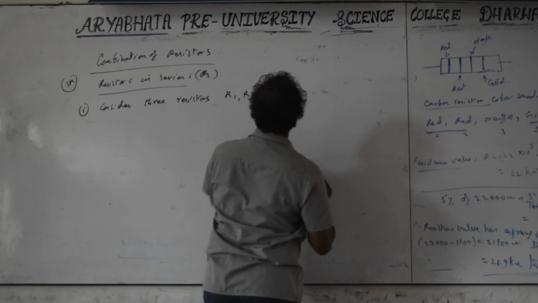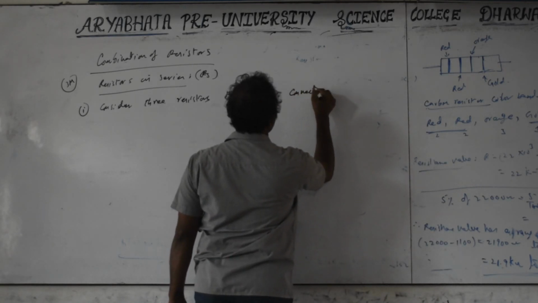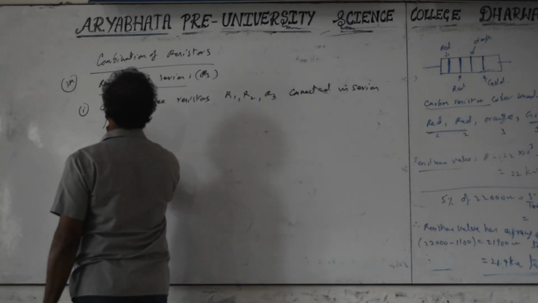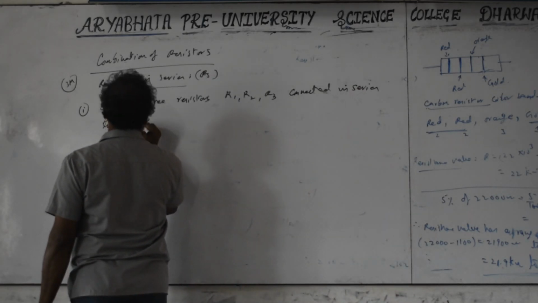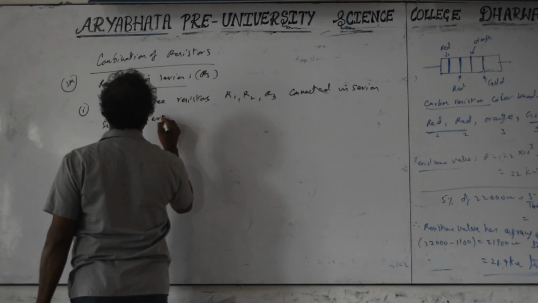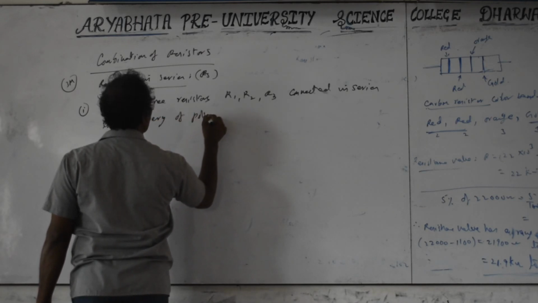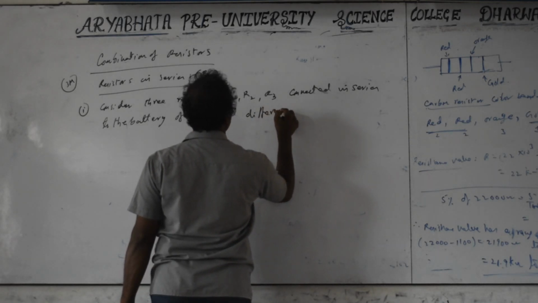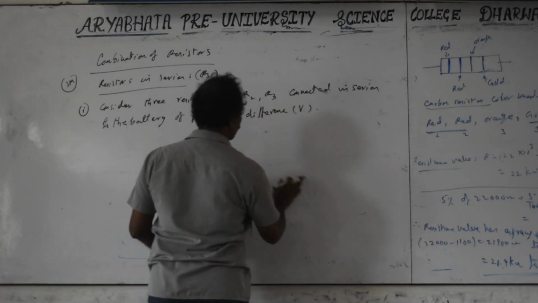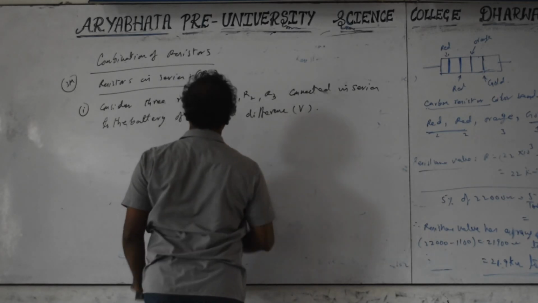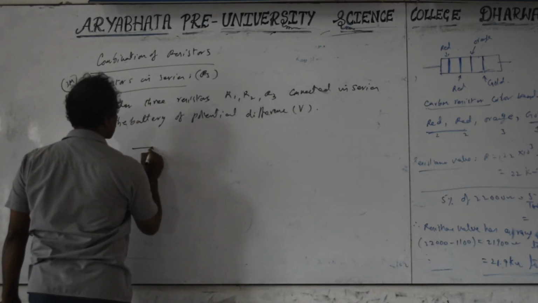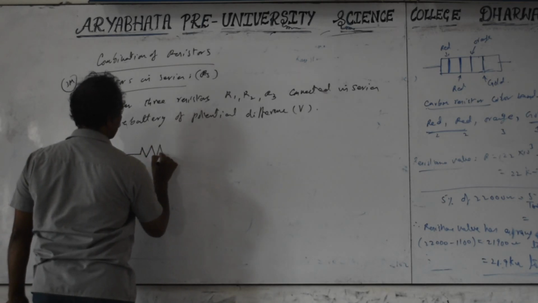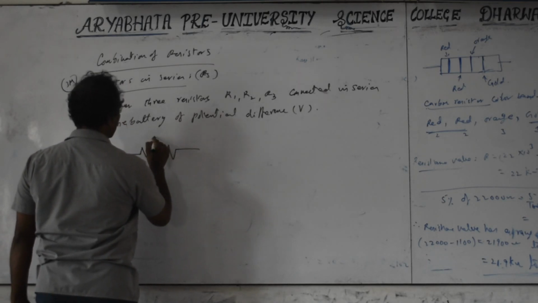Current in series. Connect a battery of potential difference. So if you take the 3 resistors in series, as in the diagram, you take the 3 resistors. This is R1, R2.